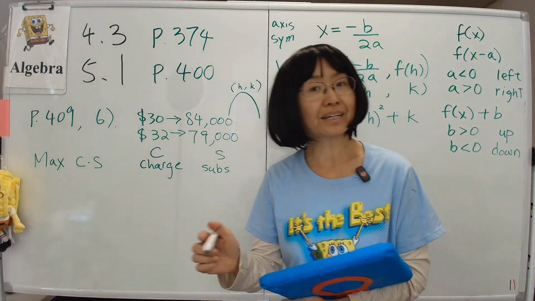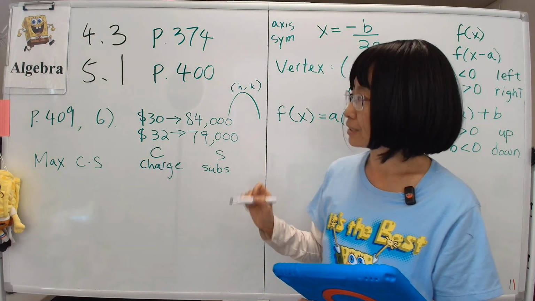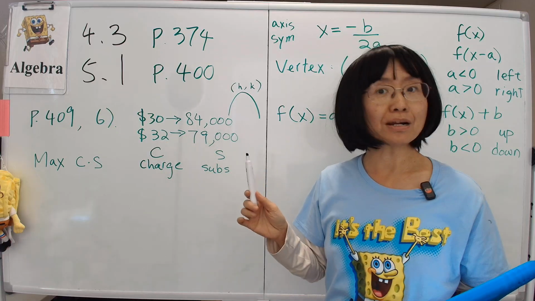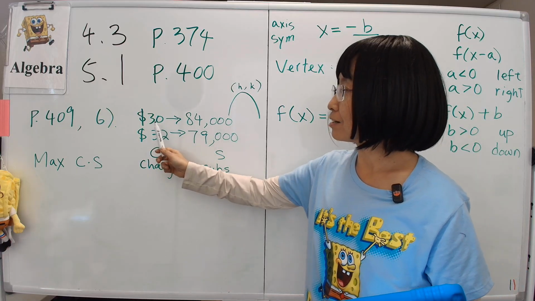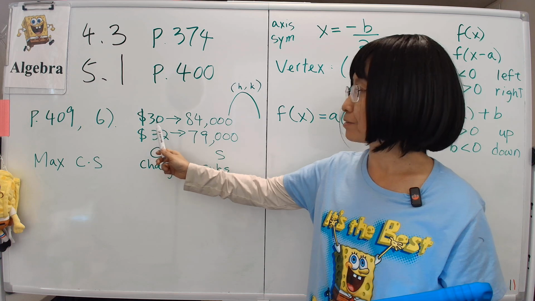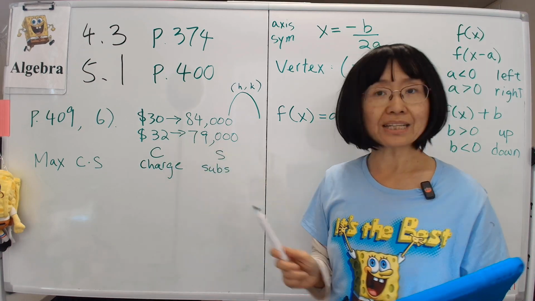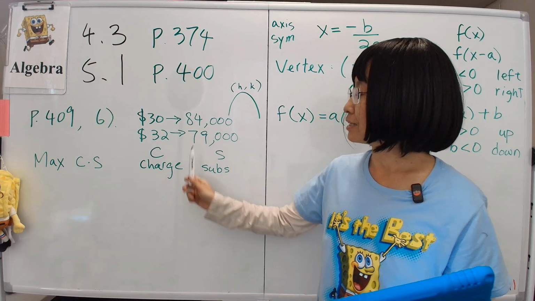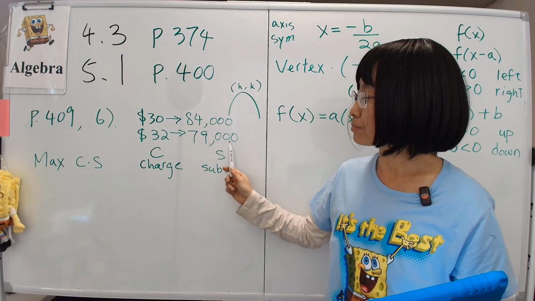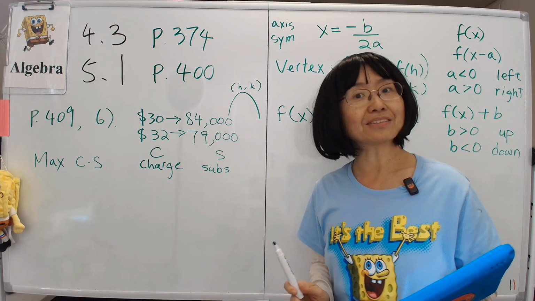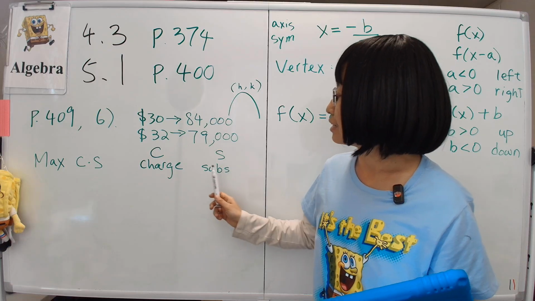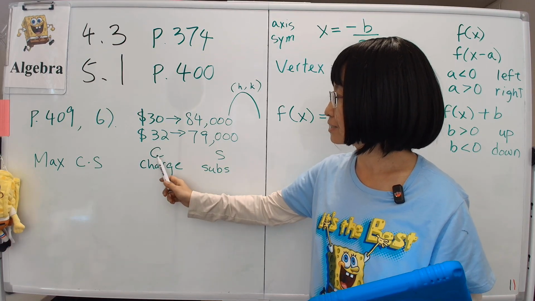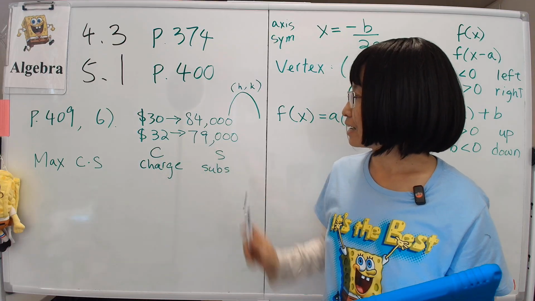Next, let's look at example 6 on page 409. We have a situation where we have subscribers. At $30 per magazine, we have 84,000 subscribers. Now, if we raise the price to $32, then we're going to lose 5,000 subscribers, so we're down to 79,000 subscribers. We'll call this the charge, the cost, and this is subscribers.